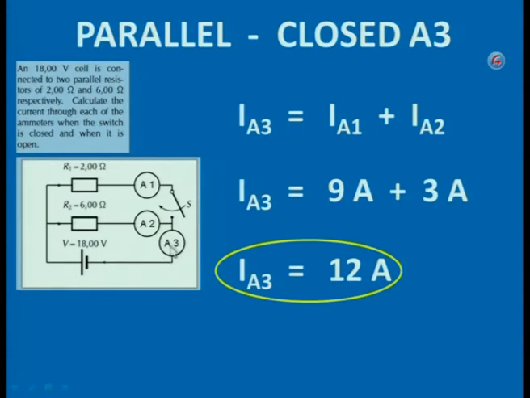A3. A3 is then the total current. Remember, for a parallel circuit, the total current splits up into the part that goes to R2 and the part that goes to R1. So the total current will then be these two split up currents added together. So the reading on ammeter 3 would be the reading on ammeter 1 plus the reading on ammeter 2, which we just calculated. 9 ampere plus 3 ampere gives you 12 amperes.